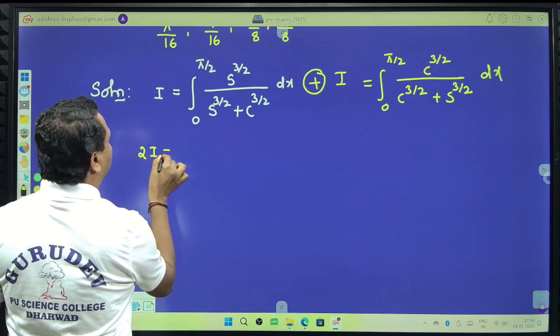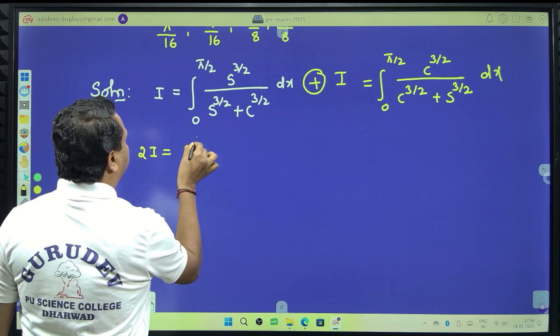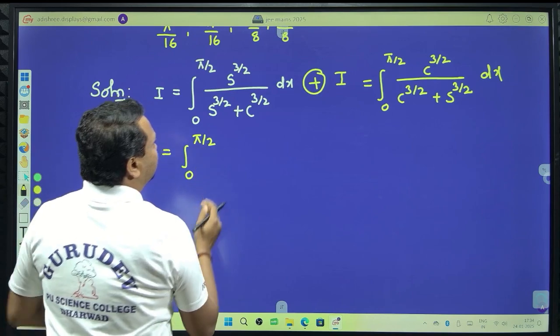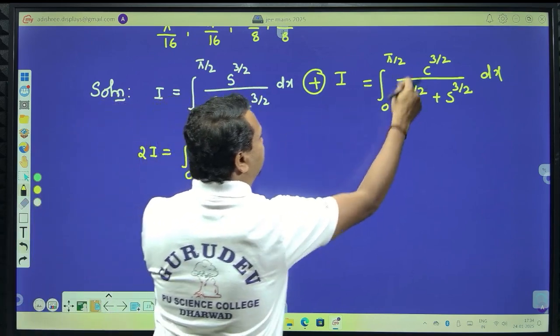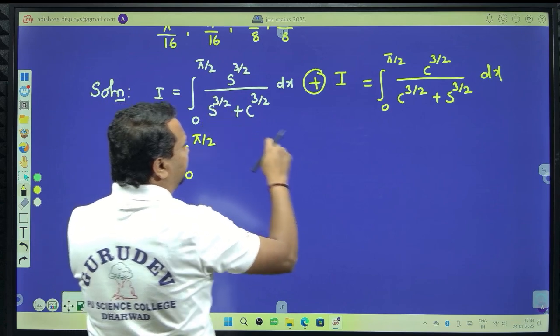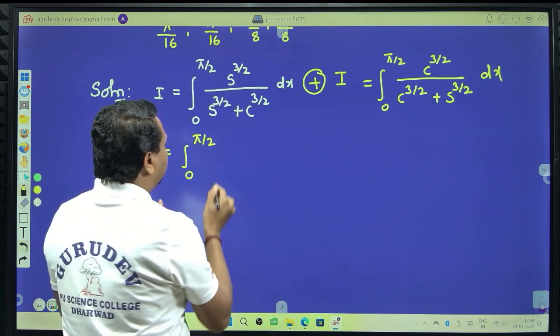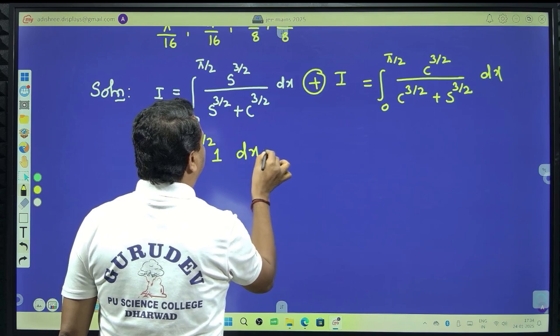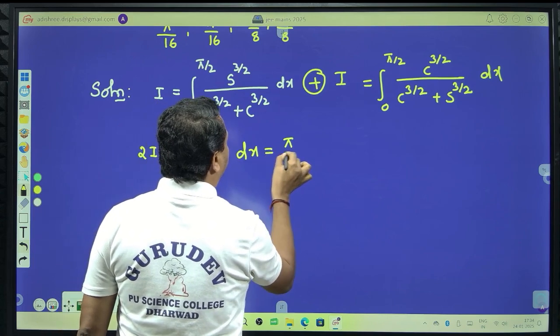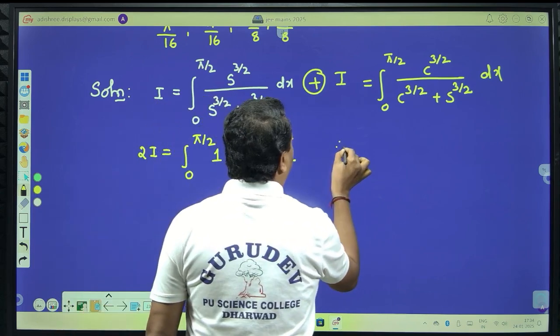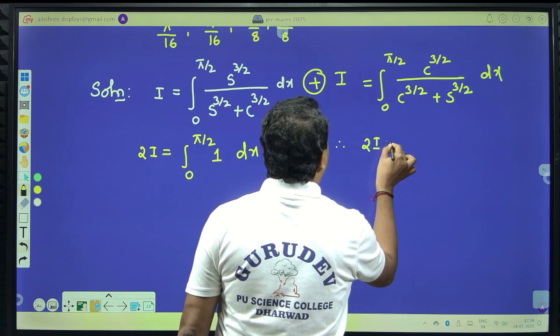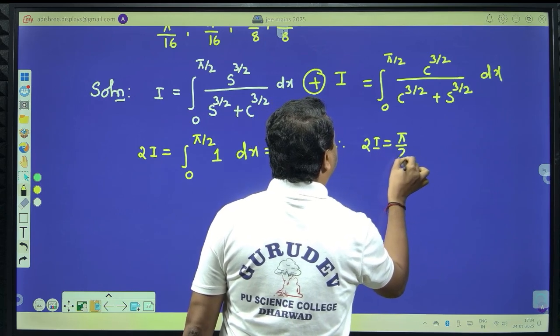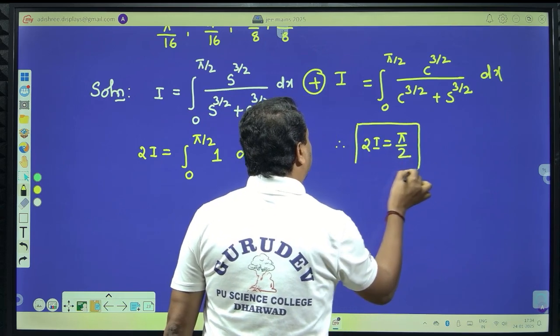2I is equal to integral from 0 to pi by 2. Please observe. So sin raised to 3 by 2 plus cos raised to 3 by 2, sin raised to 3 by 2, cos raised to 3 by 2 is common. Therefore what is left? Numerator and denominator get cancelled, 1 is left. Therefore upper limit is pi by 2, lower limit is 0. Therefore 2I is equal to pi by 2, where I am not interested in I. Why? I am not interested in I.